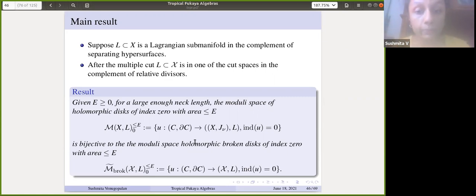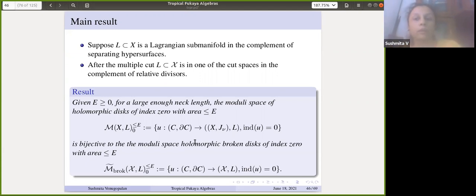So the theorem we prove is that, roughly speaking, there is a bijection between holomorphic disks in the broken and unbroken manifolds. The slightly finer statement is that for a fixed area bound, the broken maps are bijective to unbroken maps for a large enough neck length. So basically these are bijections for large neck lengths.